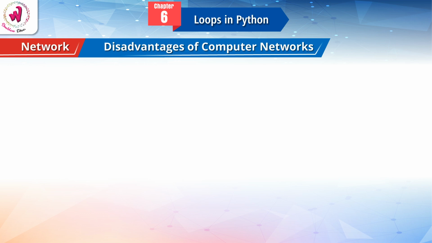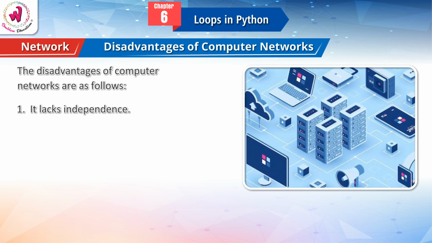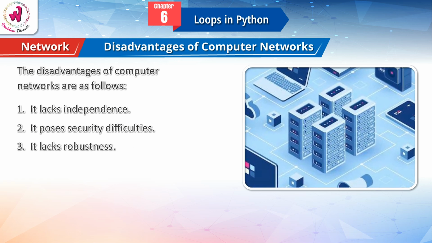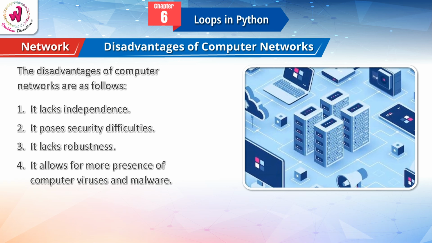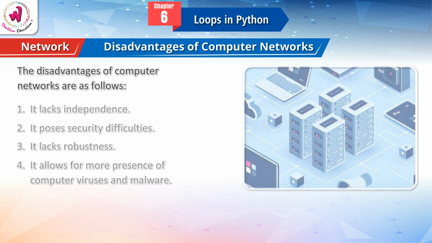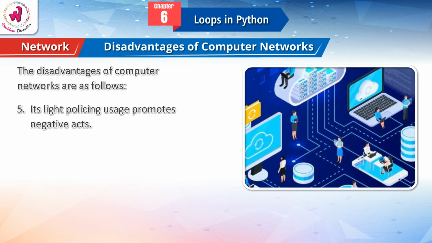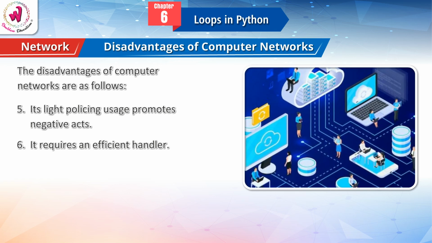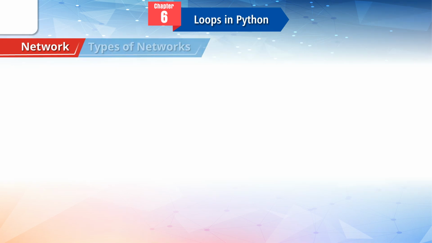Disadvantages of computer networks. The disadvantages of computer networks are as follows. 1. It lacks independence. 2. It poses security difficulties. 3. It lacks robustness. 4. It allows for more presence of computer viruses and malware. 5. Its light policing usage promotes negative acts. 6. It requires an efficient handler. 7. It requires an expensive setup.